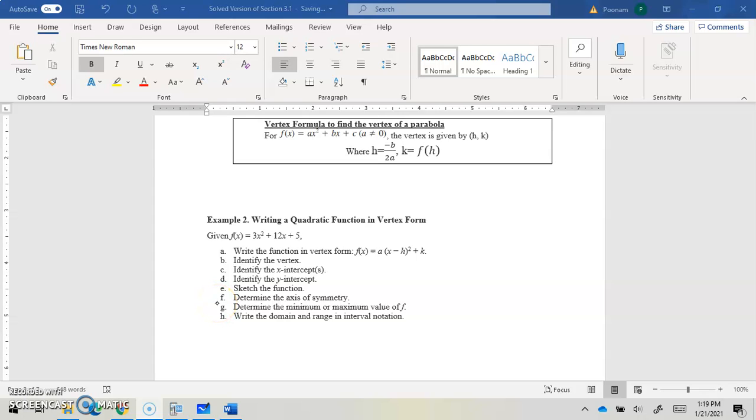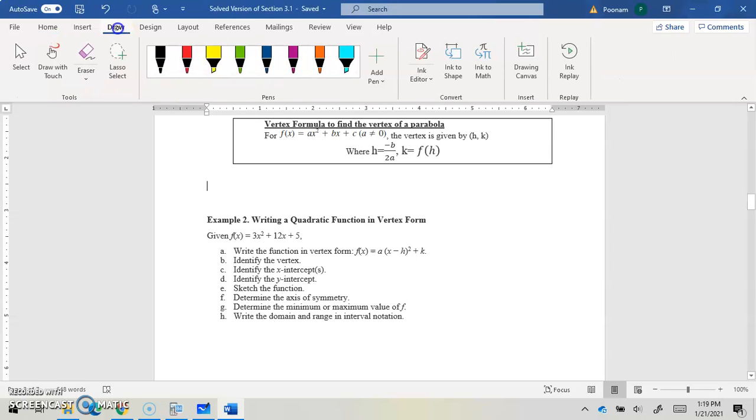Next we have the vertex formula. Sometimes the quadratic function given to us is not in vertex form. It is given in the standard quadratic function form, ax square plus bx plus c. So how do we know the vertex then? The vertex can be found using the vertex formula.